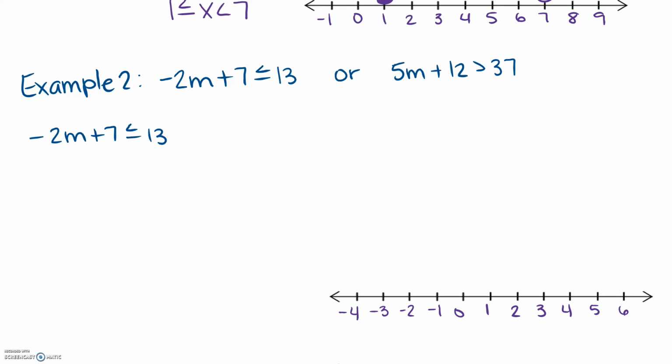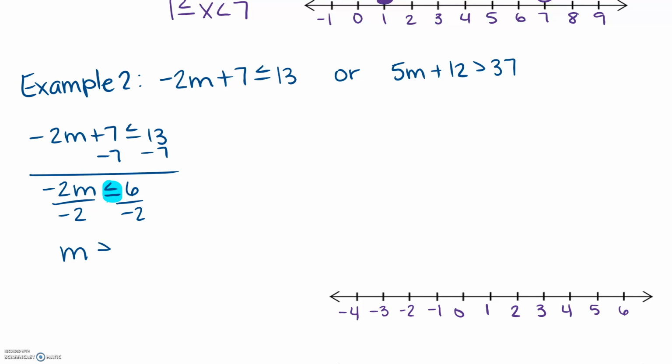The first step we need to do is subtract 7 from both sides. That leaves us with negative 2m is less than or equal to 6. Then we're going to divide by negative 2. When we divide both sides by negative 2, remember, when we divide or multiply by a negative value, you must flip the inequality symbol. So now we're going to have m is greater than or equal to negative 3.